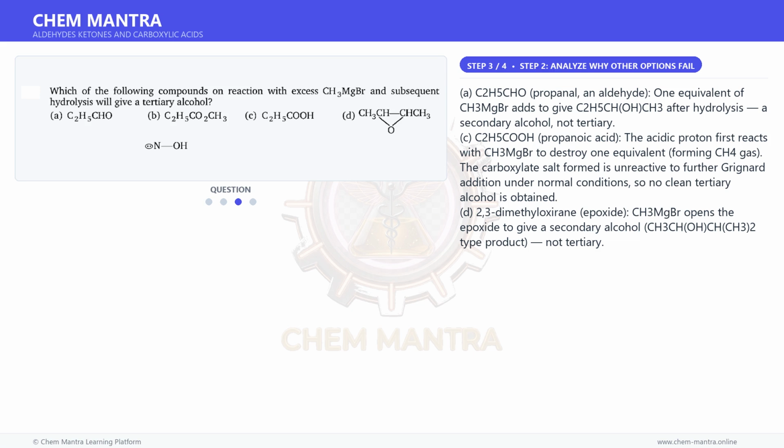The acidic proton first reacts with CH3MgBr to destroy 1 equivalent, forming CH4 gas. The carboxylate salt formed is unreactive to further Grignard addition under normal conditions, so no clean tertiary alcohol is obtained. D, 2,3-dimethyloxirane, an epoxide. CH3MgBr opens the epoxide to give a secondary alcohol, CH3CH(OH)CH(CH3)-type product, not tertiary.